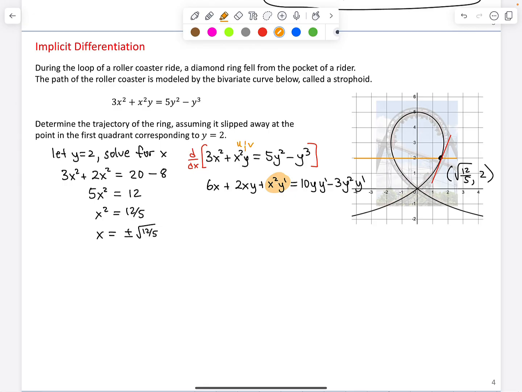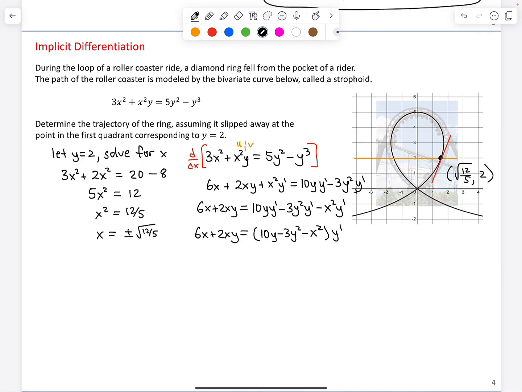Now all the terms that have y prime, I'm going to gather on the right side of the equation, and these two terms that don't have y prime, I'll just leave where they are. So you have 6x plus 2xy is equal to, I'll write these two terms first, 10y y prime, minus 3y squared y prime, and then we have this term here that I need to subtract over there, minus x squared y prime. Now I can factor the y prime out of all three of those, leaving me 10y minus 3y squared minus x squared, all times y prime, and then we can find y prime now by dividing. So we have 6x plus 2xy in the numerator divided by 10y minus 3y squared minus x squared.